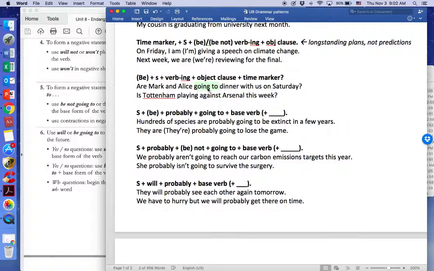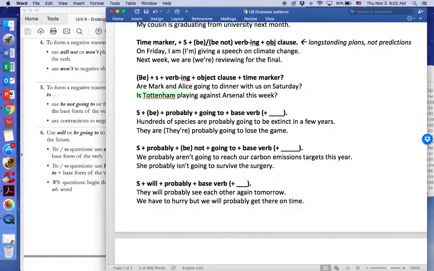Now don't be confused, this is not the same going to. We don't have a base verb here. We have an object clause. Dinner with us. So this is literally, they're moving in some way towards dinner with us. Are Mark and Alice going to dinner with us on Saturday?